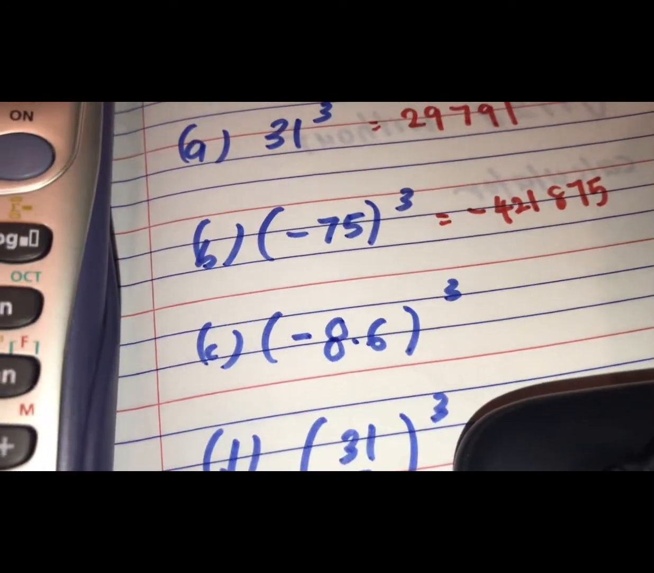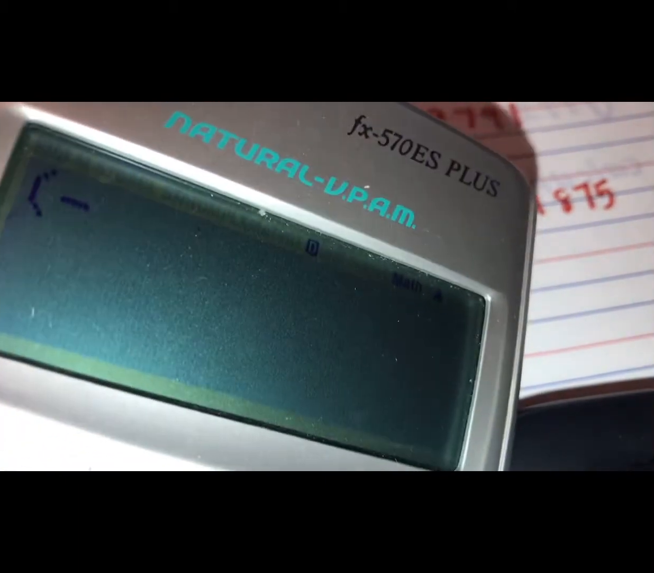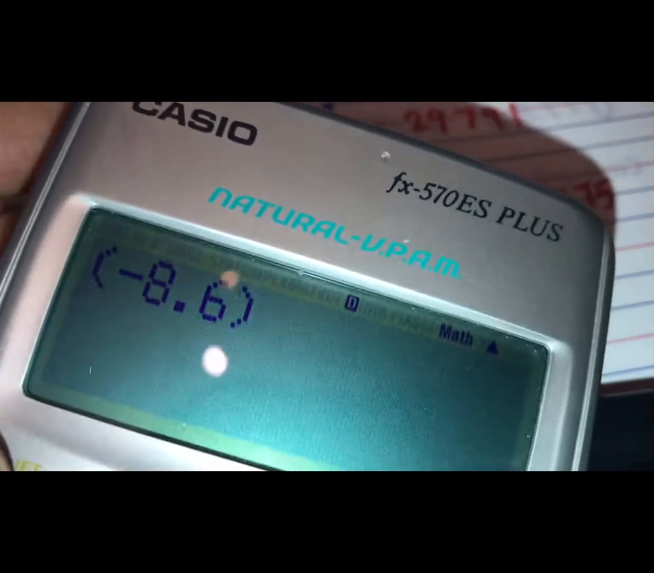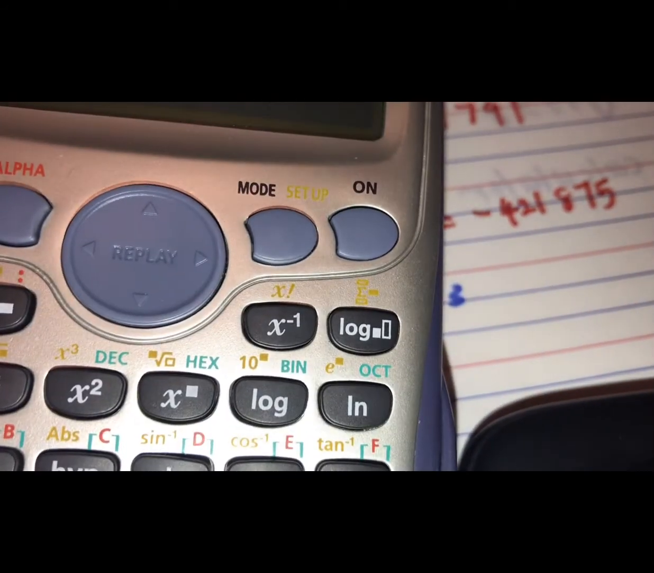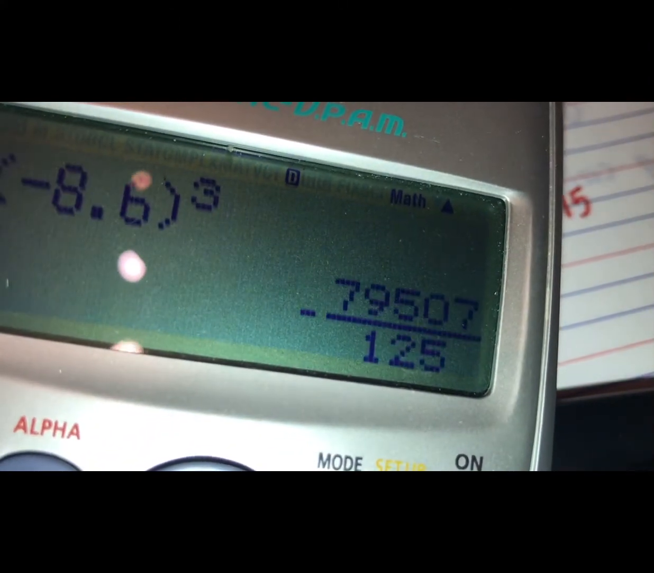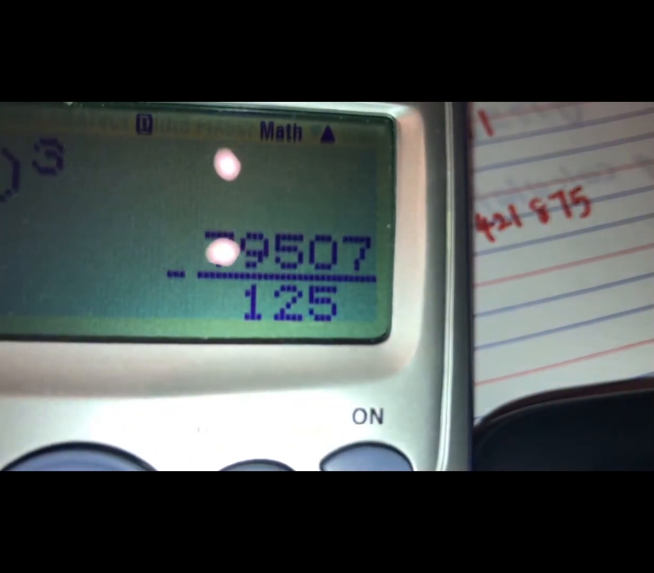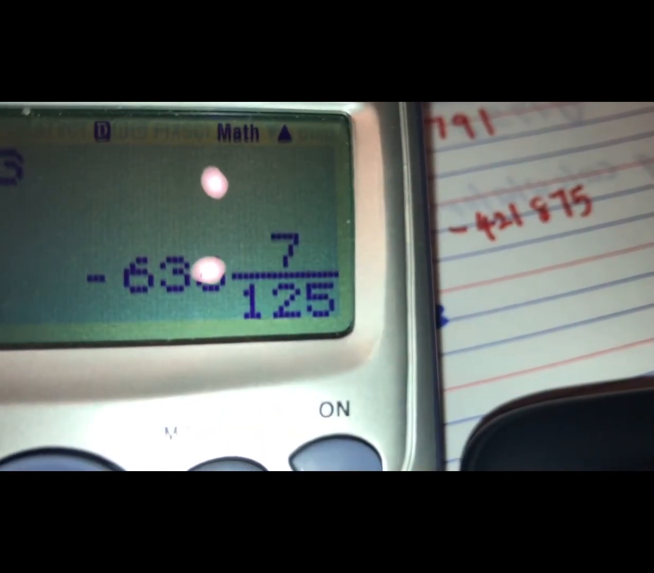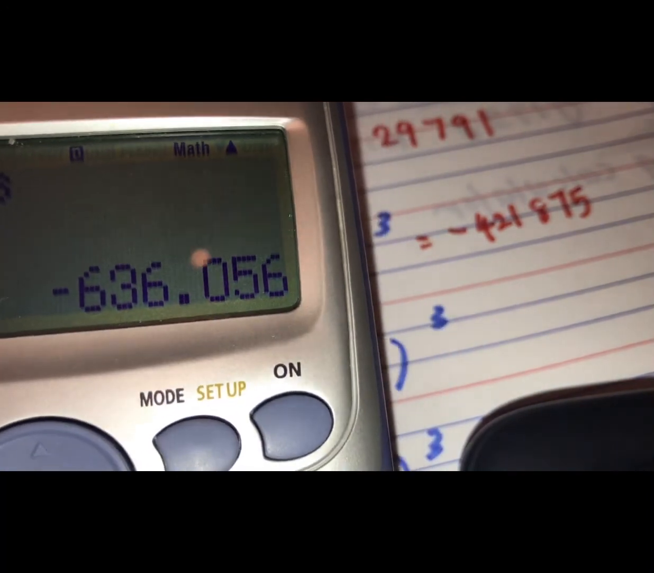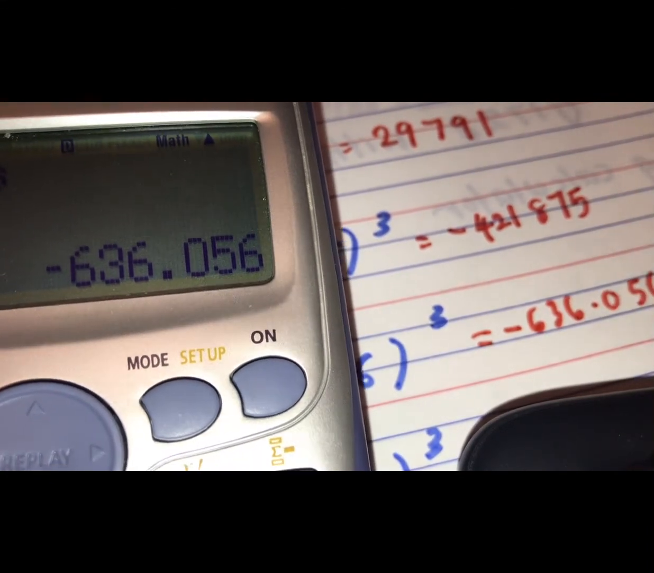Next, negative 8.6 cube. Open bracket, negative 8.6, cube. Okay, shift and this. So you get the answer. You can change to mixed number with shift SD, or you can give the answer in decimal also. Like this. Just write negative 636.056.